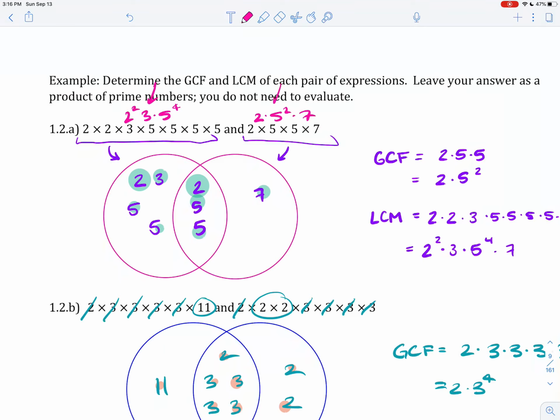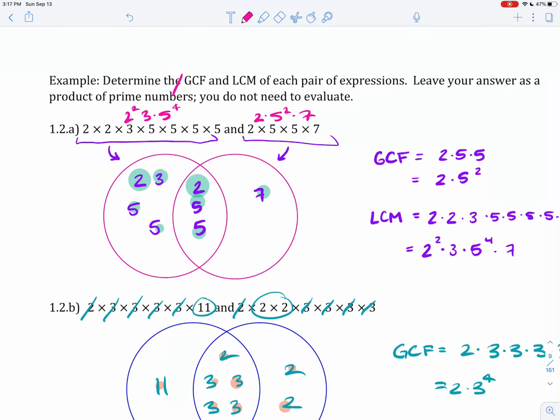This first number has a 3. This second number doesn't. That's why this GCF has no 3's. This first number has 5 to the 4. This second number has 5 to the power of 2. They don't both have 4. Really, the most that they can share is 2, which is why this GCF has 2 5's.